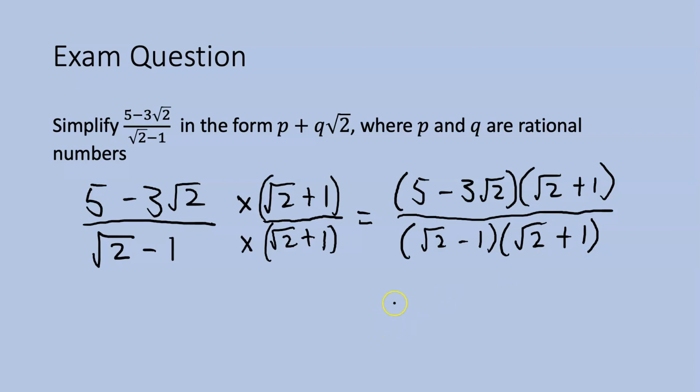Now let's expand them. 5 times root 2 is 5 root 2. 5 times 1 is 5. Minus 3 root 2 times root 2 is going to be minus 3 times 2, which is minus 6. And then minus 3 root 2 times 1 is minus 3 root 2.